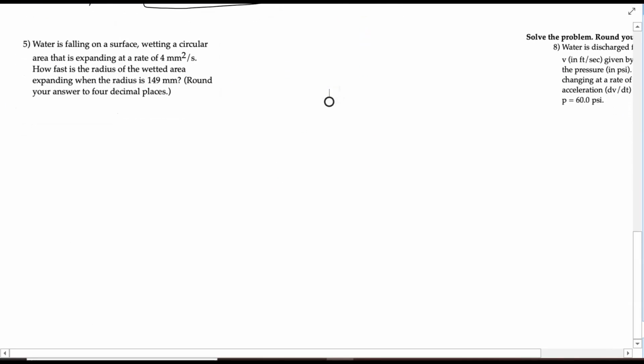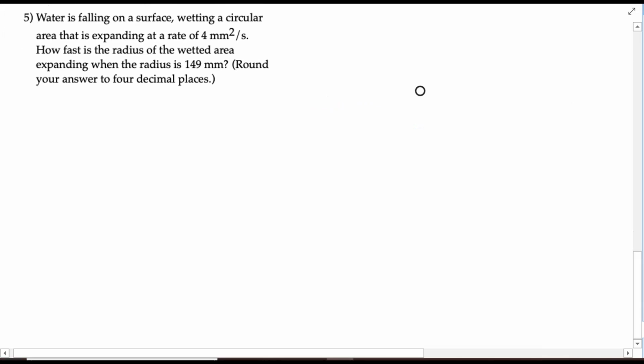It says water is falling on a surface, wetting a circular area that is expanding at a rate of 4 millimeters squared per second. And it says, how fast is the radius of the wetted area expanding when the radius is 149 millimeters? And then it says, round your answer to 4 decimal places. So let's think about this for a second. They didn't give us a formula in this case.